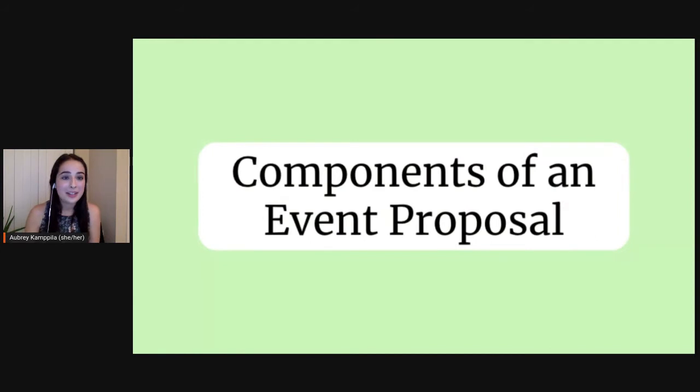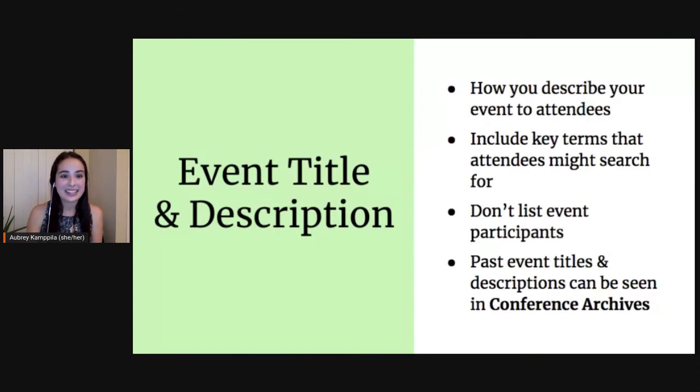Next in this webinar, I'm going to cover the different components of the event proposal as you're going through and actually submitting information in the event proposal form. So first is the event title and description, and this is how you describe your event to attendees. When the full schedule is announced in the fall, attendees will be able to search the schedule for any key terms that might interest them. So you should think about those key terms and include them in your event title and description to attract attendees' attention to your event, should it be accepted.